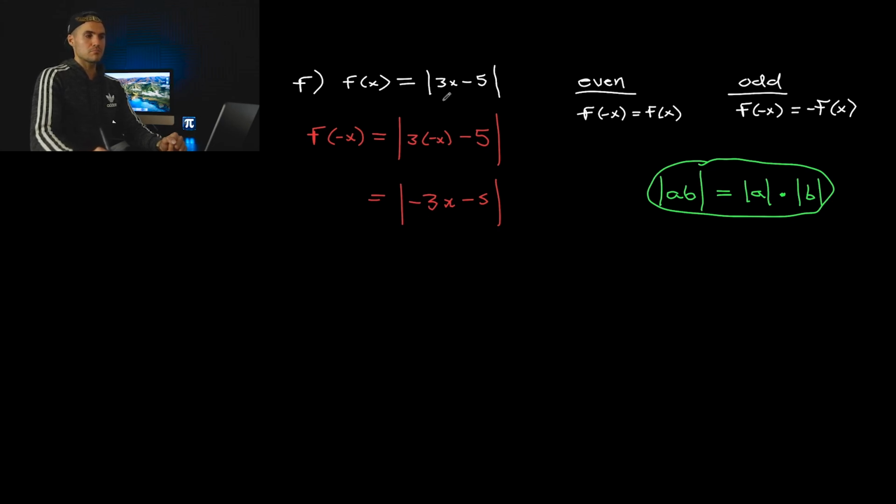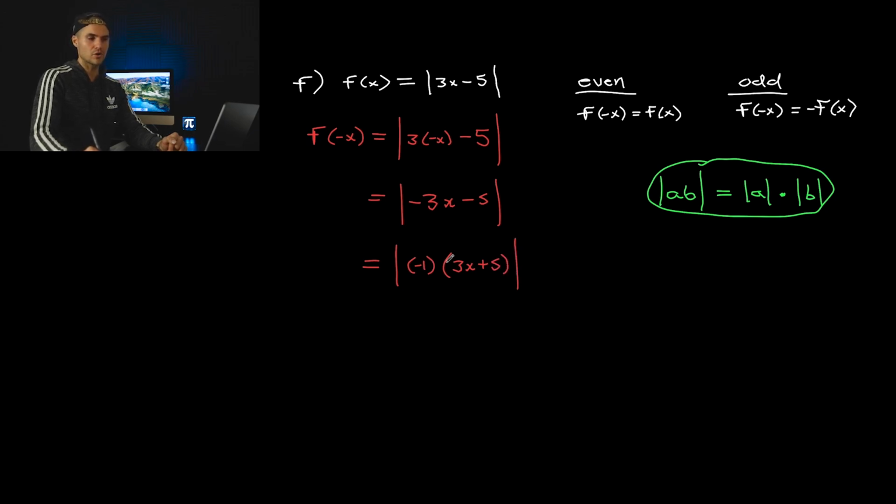And then to make it more comparable to the original function, inside the absolute value, we want to factor out a negative 1 because we want to have the 3x alone, right? So I'm going to factor out a negative 1 from negative 3x minus 5, and I would be left with 3x plus 5, like that.